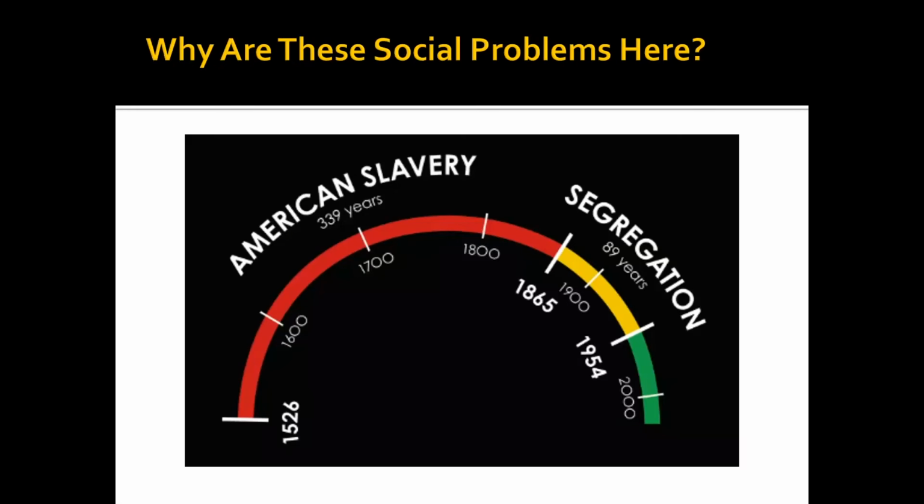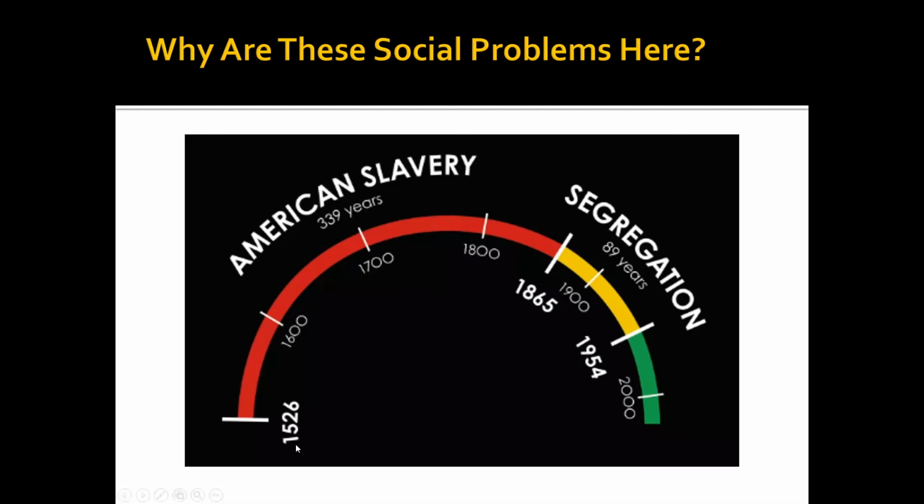So you can ask this question, why are these social problems here in the United States? It's a very complex question with very complex answers, and there's no single answer. But one of the big ones that I really believe has contributed to it is just the legacy of slavery in the United States. Look at this graph.